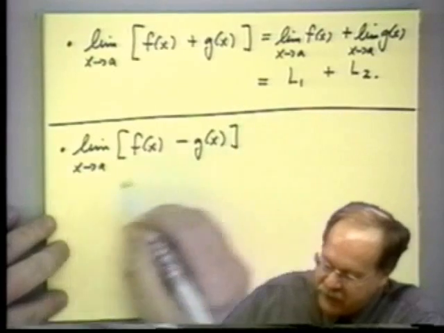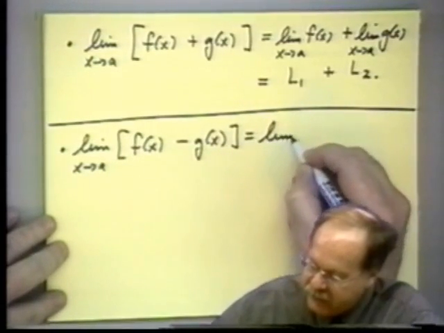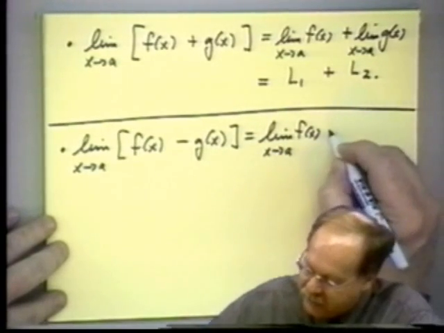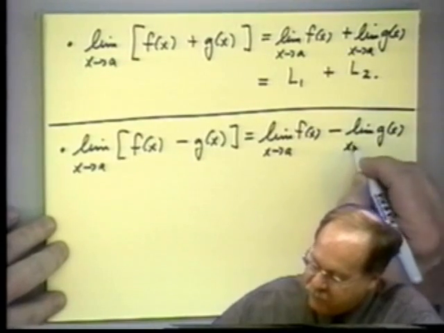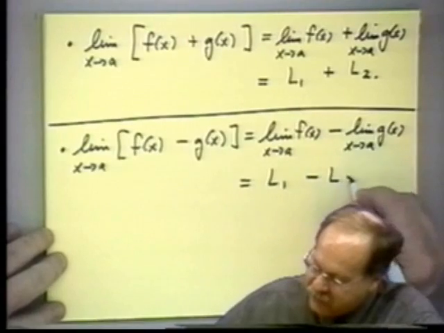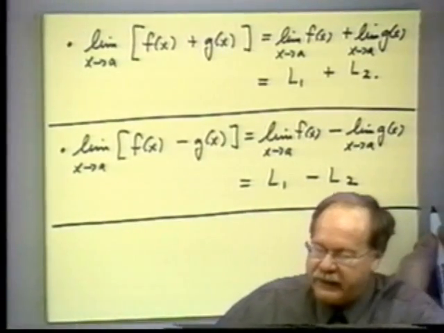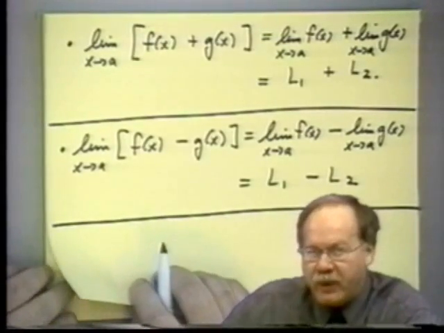If you take the limit as x approaches a of f of x minus g of x, that is exactly the same thing as taking the limit of the first function f of x and subtracting the limit of the second function g of x, both as x approaches a, and you then get L1 minus L2. So those were the easy cases. Let's now look at a couple of more interesting cases.